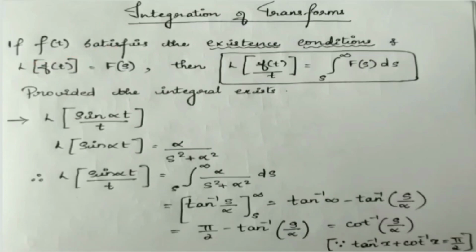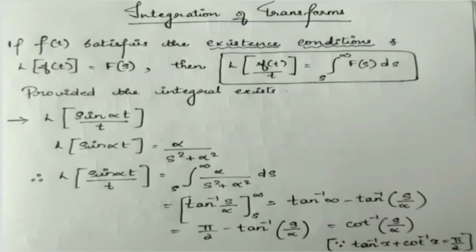So, what are the conditions for the existence of Laplace transforms? First is that the function must be piecewise continuous. Second is that the function must be of exponential order. I have explained these two conditions in the previous videos. So please watch those videos first for understanding the existence conditions in detail.